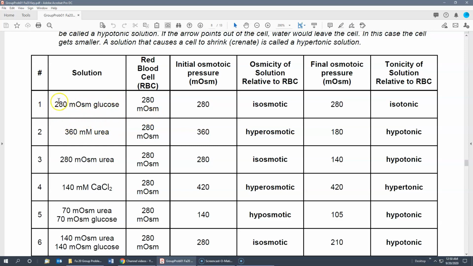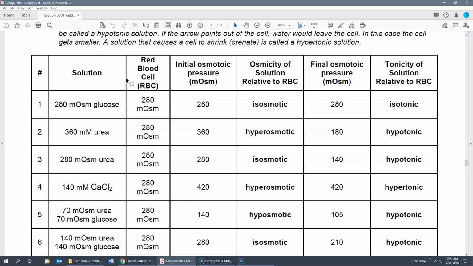It's pretty easy. So the first one gives me a solution of 280 milliosmoles of glucose. Okay, so that's my starting solution. And I drop a red blood cell in it. Now, don't always assume it's a human red blood cell, right? But if it is, then that means human red blood cells are also typically around 280 milliosmoles. So that's something I want you to know. Human red blood cell has 280 milliosmoles in it.